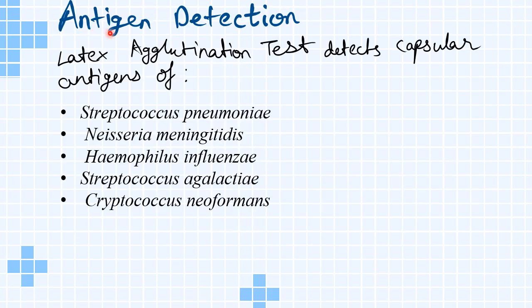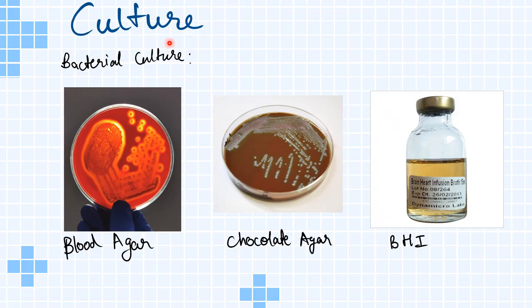Another useful investigation is antigen detection. Latex agglutination test detects capsular antigens of Streptococcus pneumoniae, Neisseria meningitidis, Haemophilus influenzae, Streptococcus agalactiae, and Cryptococcus neoformans. Culture remains the gold standard.